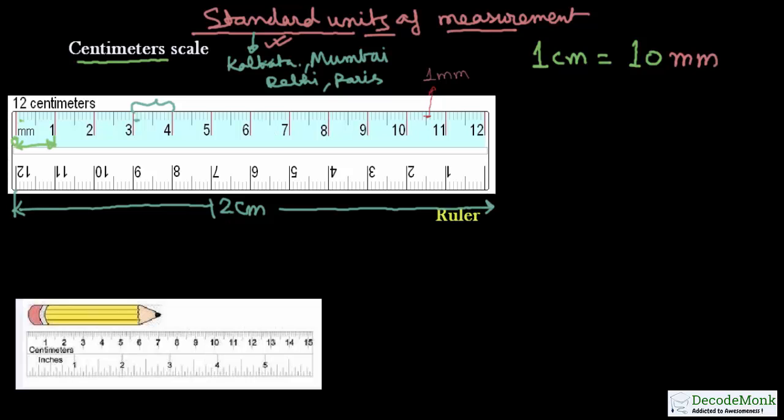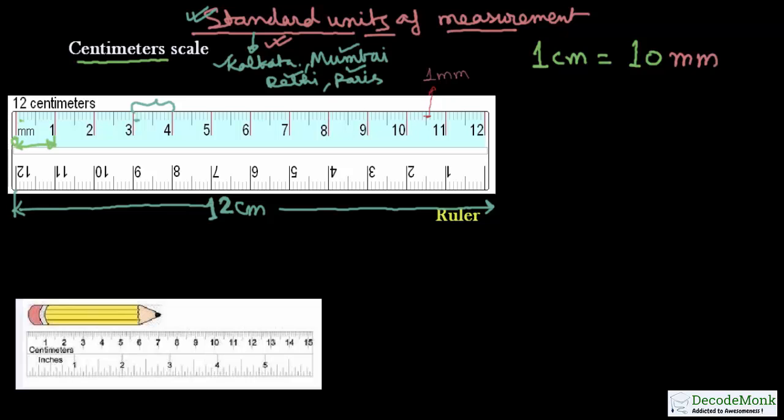So if you buy a 12 centimeter scale, or you measure 12 centimeter in Kolkata, in Mumbai, in Paris, in Delhi, wherever you measure, that 12 centimeter will remain the same length wherever you go. So this is called standard. That means it does not differ from place to place. It does not differ from time to time. 10 years ago, whatever was 12 centimeter, now also that length is 12 centimeter. And that is what I mean when I say standard units of measurement.